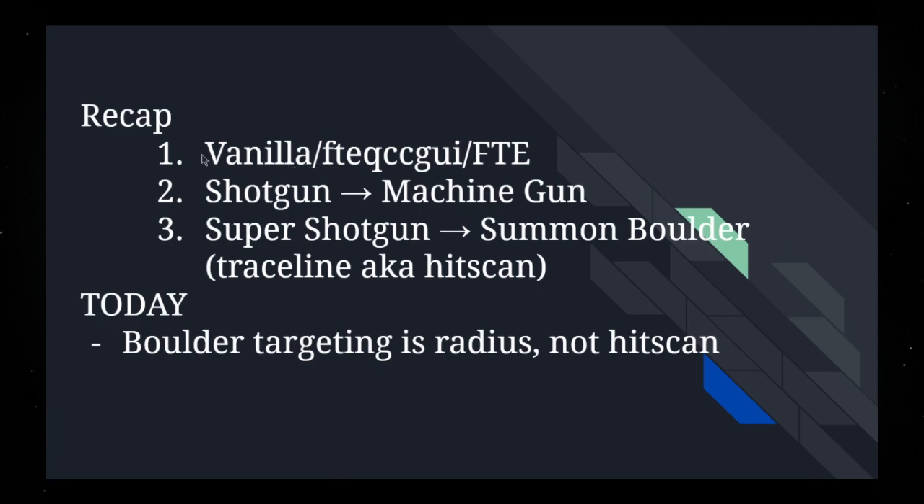Just to recap, my code base is just vanilla Quake, original Quake. I'm using FTE QCCGUI as my code editor, and then I'm using the FTE, the Forethought engine by Spike, for all testing and plays. And what we've done so far is we turned the shotgun into a machine gun by editing like 3 number values. Then in the second episode, we turned the super shotgun into a boulder summoning thing that would, if you're aiming at an enemy, drop a boulder on their head. And today what we're going to do is change that boulder targeting from a hit scan to a radius, so more like a spell.